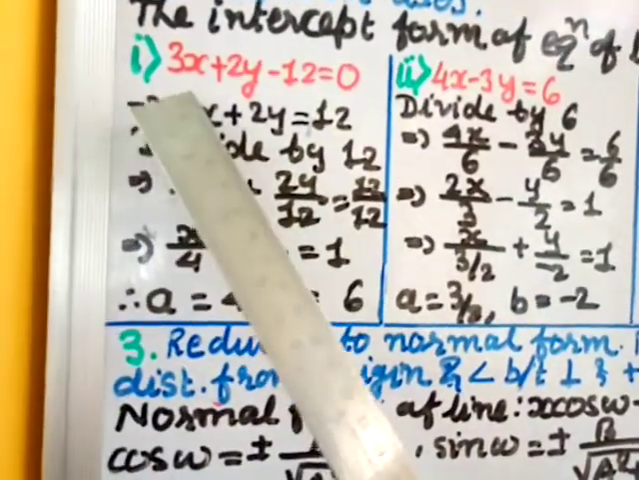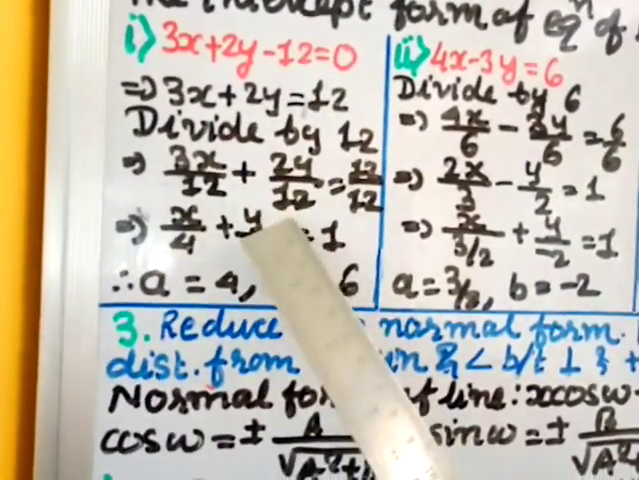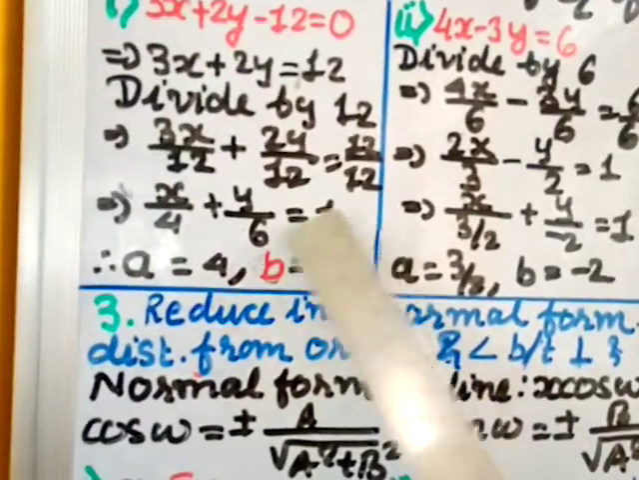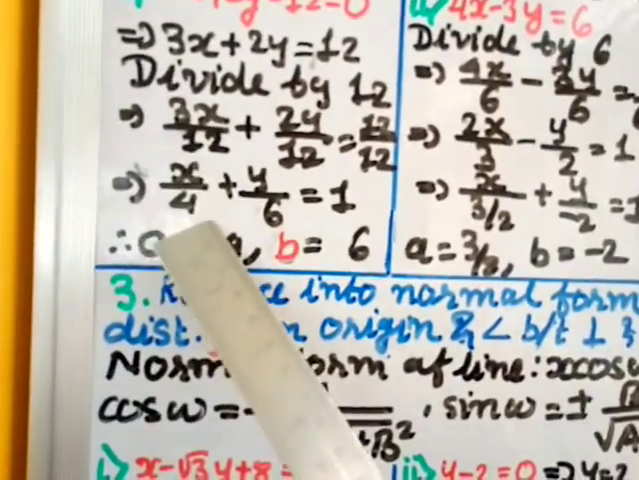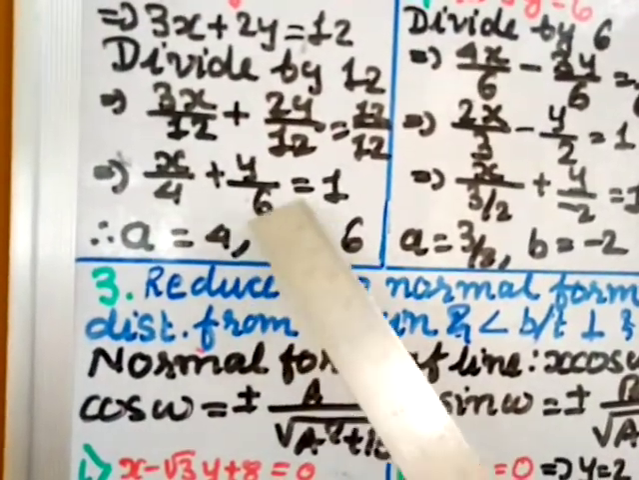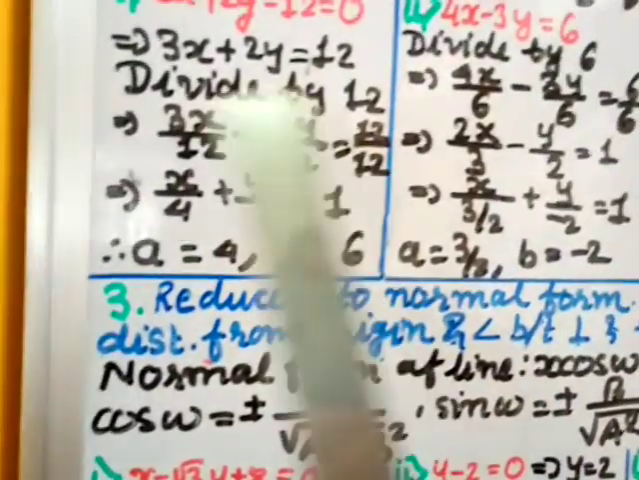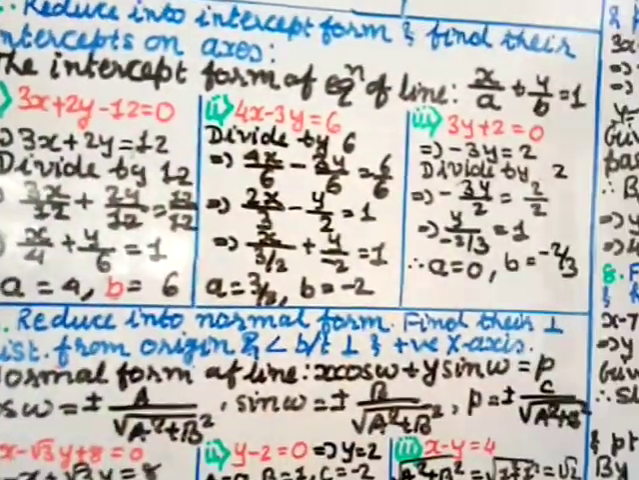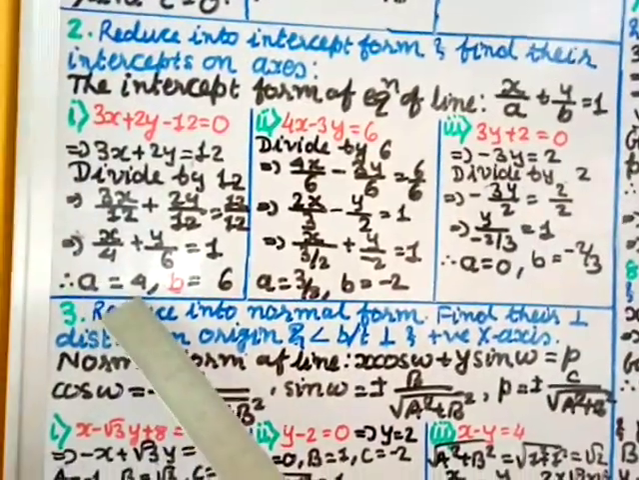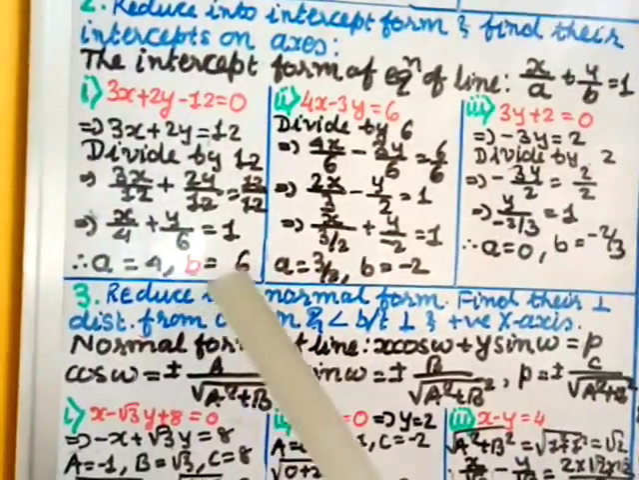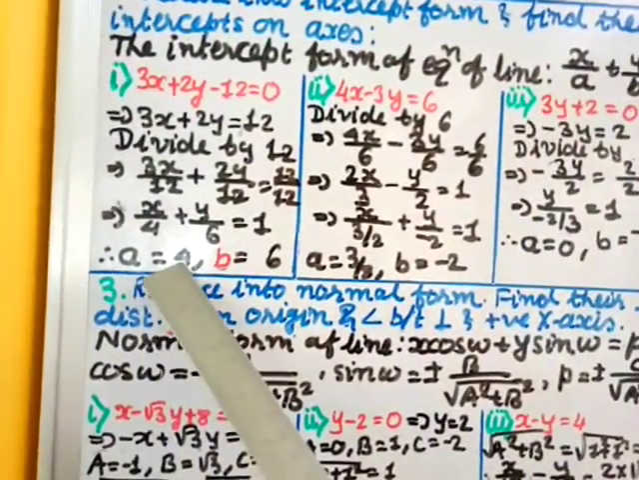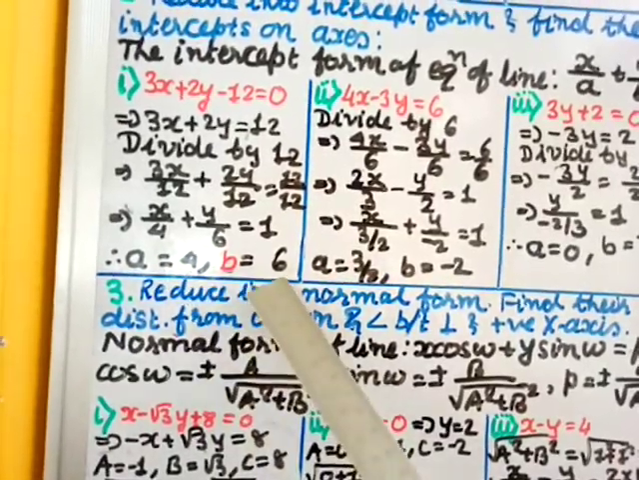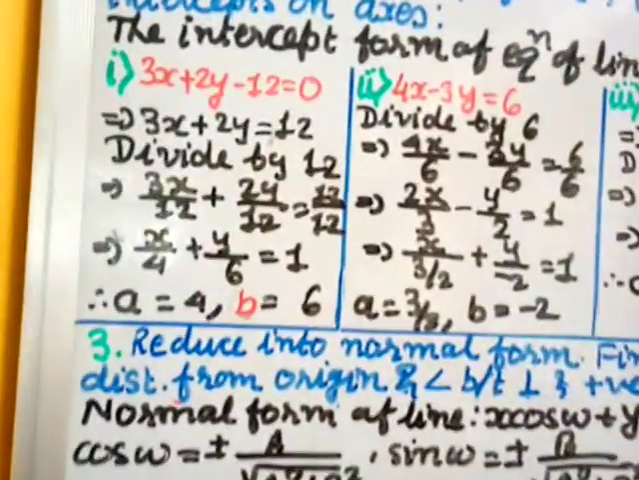So you divide by 12, here 3x by 12 plus 2y by 12 equal to 12 by 12. Here cut by 3, so x by 4 plus, cut by 2, so y by 6 equal to 12 by 12 is 1. Now compare this with the standard equation. So you can say a value is 4 and b value is 6. So the x-intercept is 4 and y-intercept is 6. So that is the solution for Roman number 1.